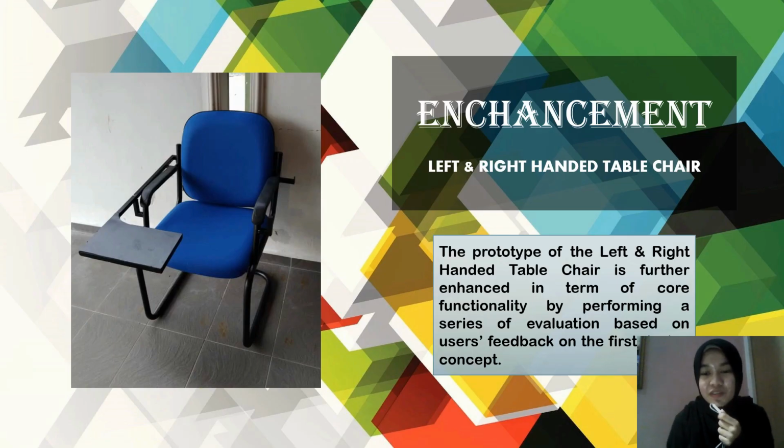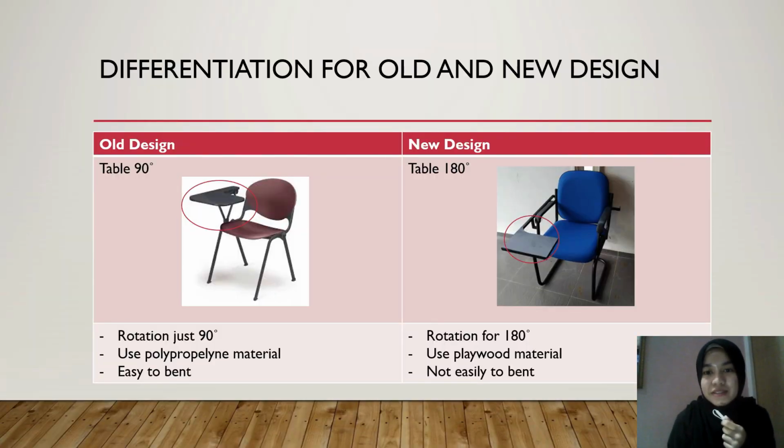Enhancements. The prototype of the left and right-handed table chair is further enhanced in terms of core functionality by performing a series of evaluations based on user feedback on the first design concept. Let's compare the old design and the new design. For the old design, the table can only rotate 90 degrees, but the new design can rotate 180 degrees. Second, the old design uses polypropylene material for the table, but the new design uses plywood material for the table. Next, the old design is easy to bend, but the new design is not easily bent.